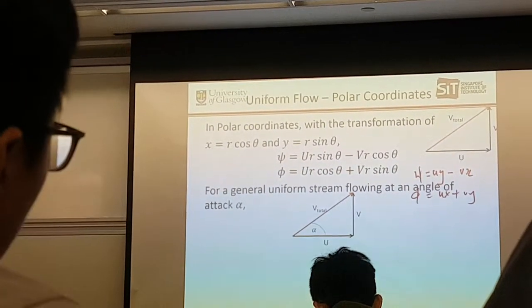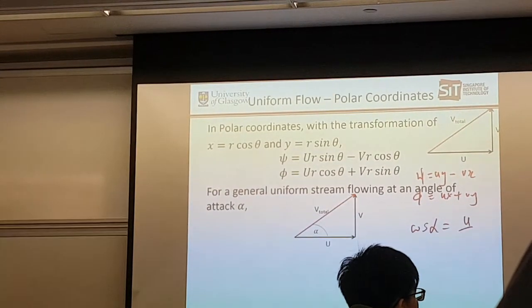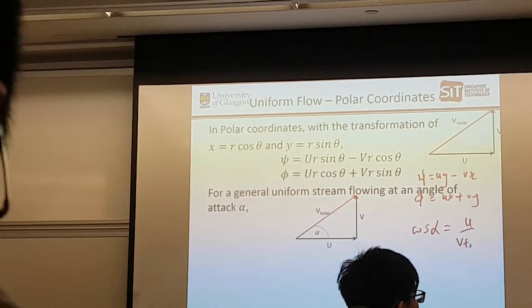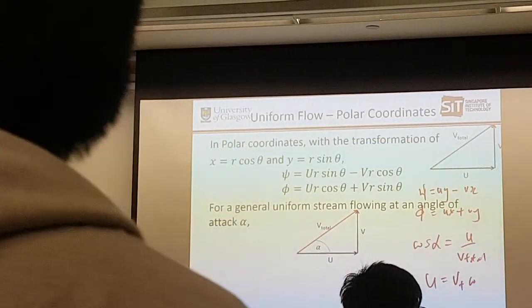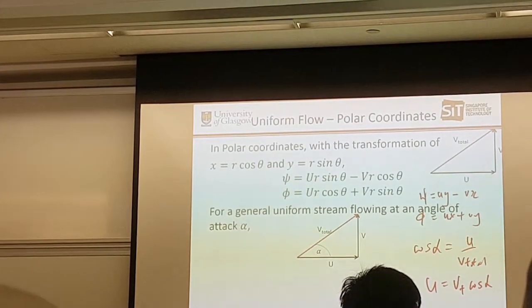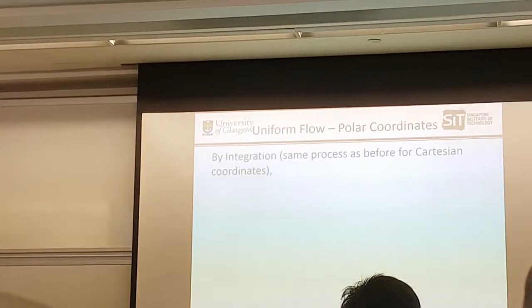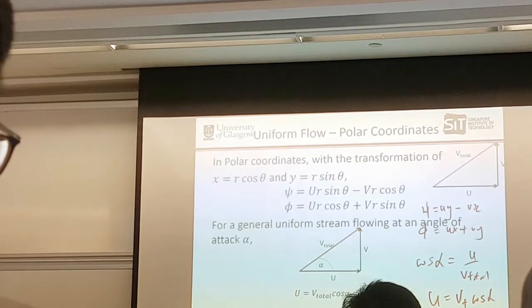So I can say, cosine alpha is equal to what? U over V total, right? So that means my u is equal to V total cosine alpha. Agree? What about v? Okay, so v will be V total sine alpha.